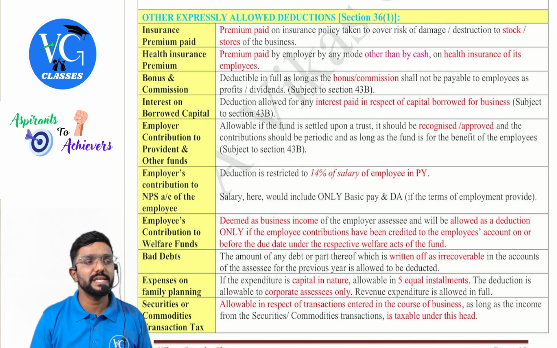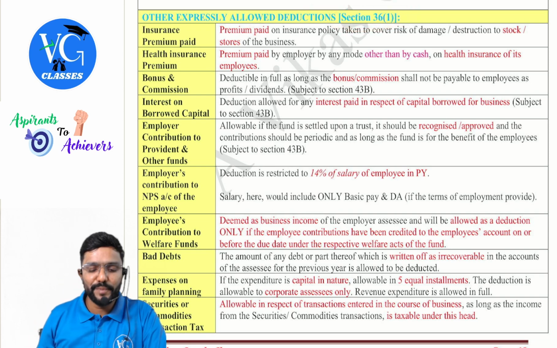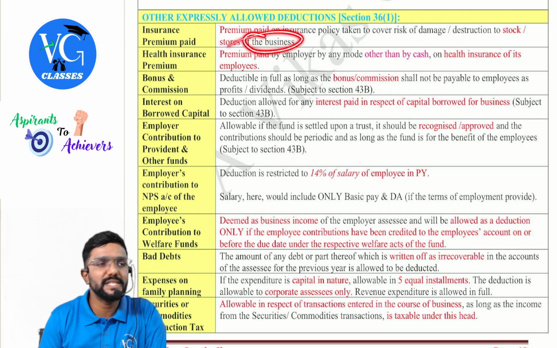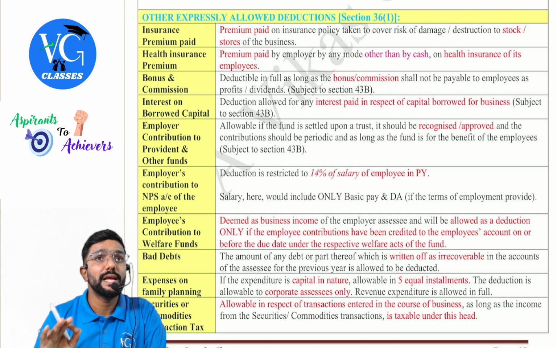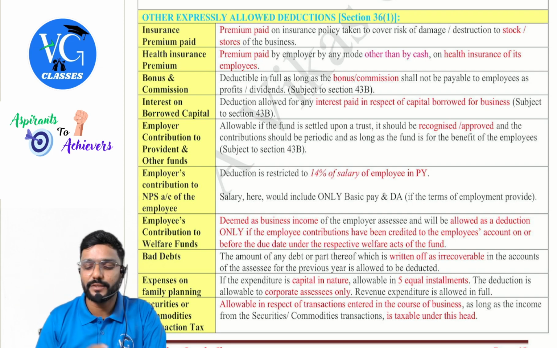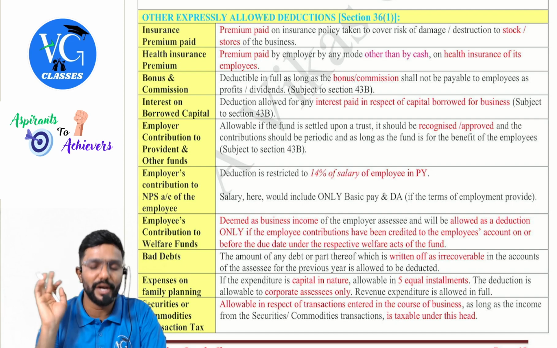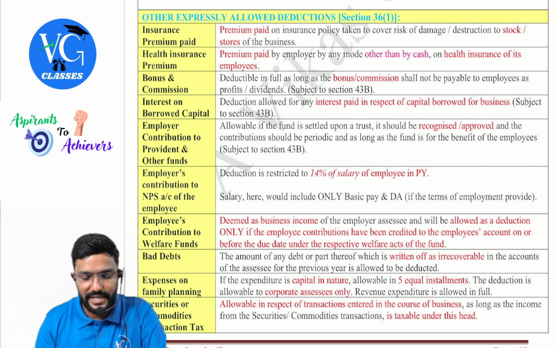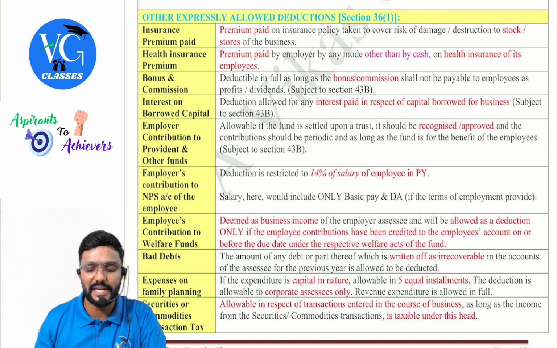All these sections are covered under section 36 subsection 1. Insurance premium paid. Premium paid on an insurance policy taken to cover the risk of damage or destruction of stores of the business is allowed as deduction. Next, health insurance premium paid on the health of the employees. Is it allowed? Yes, if it is paid in any mode other than cash. If it is paid in cash, sir, not allowed. Next, bonus or commission. It is allowed as deduction provided it is not paid as profit or dividends, subject to 43B. What is 43B? We will see later.